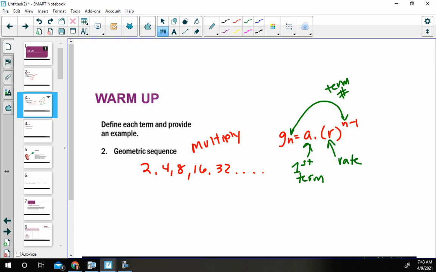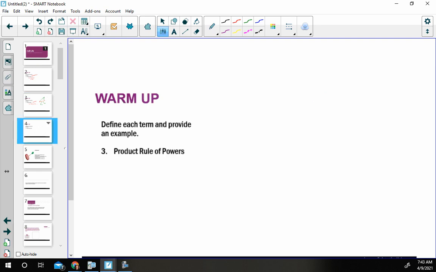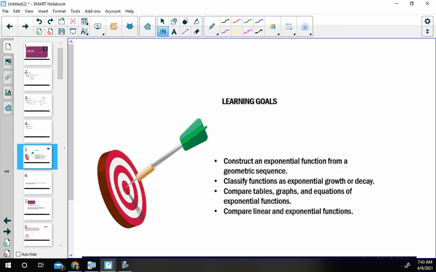It also tells you whether you're increasing or decreasing. So if I multiply times 2, I should be getting bigger, increase. If I multiply times a half, I will be getting smaller, decrease. Okay, we're going to go ahead and skip this product rule of powers. Okay, what we're going to do today is construct an exponential function from a geometric sequence and work them back and forth. So we're going to look at a geometric sequence and the exponential equation and see how they work together. We're going to be talking about whether they're growing or decaying. We're going to be looking at it based on tables, graphs, different equations and different scenarios, and then we're going to compare them to linear functions.